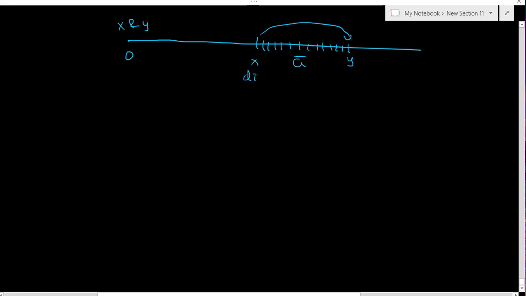So x dies, and all this while y is alive. Then I wanted to pay this amount till y dies. So that was the condition, and there were two ways to express the EPV of this contract. So we had two ways of expressing the EPV.